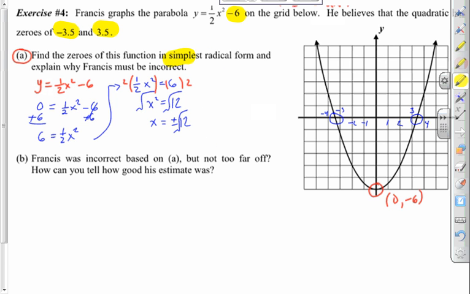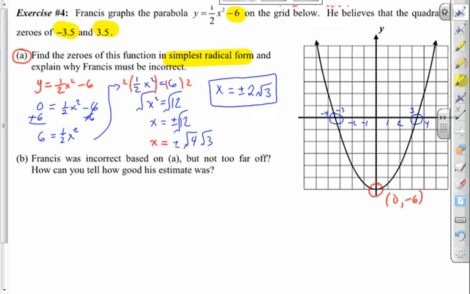But we're asked to write it in simplest radical form. So we'll need to look for factors of 12, one of which is a perfect square. Those factors will be 4 and 3. So we have plus or minus the square root of 4 times the square root of 3. And the square root of 4 is, of course, 2. So the zeros are plus or minus 2 times square root of 3, or plus or minus 2 radical 3.